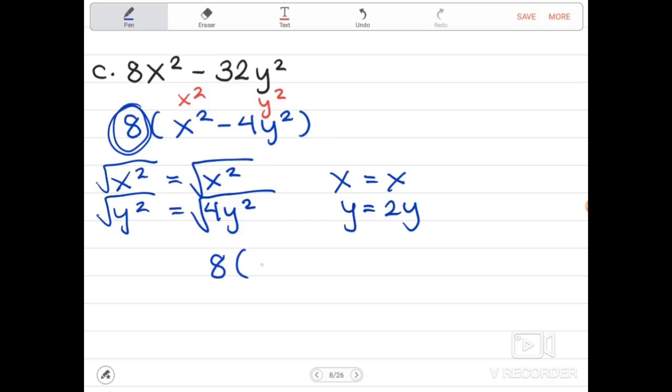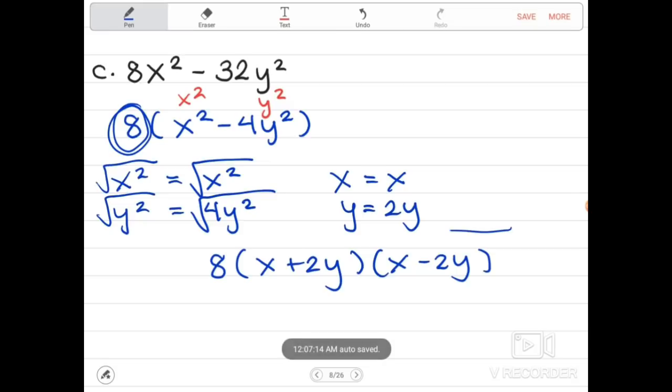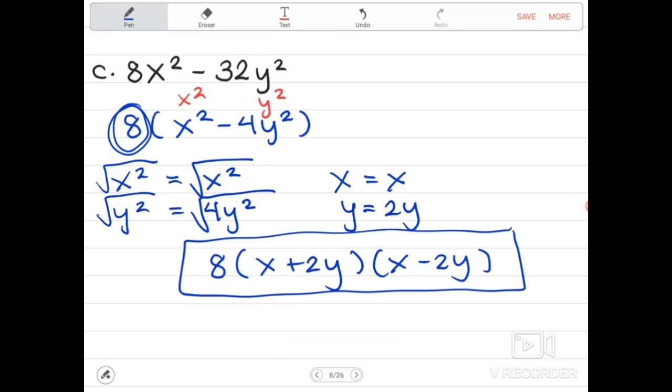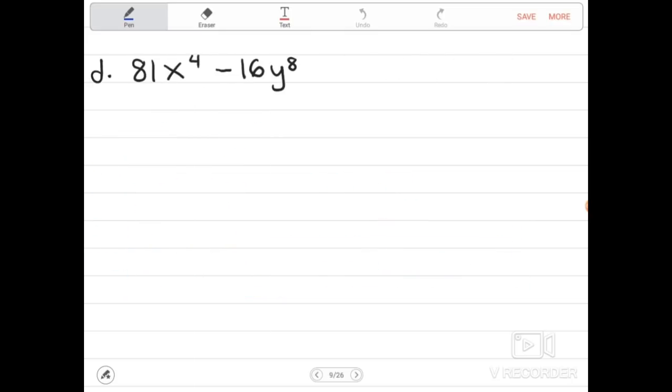Then, we have x plus 2y, x minus 2y. So, this will be our final answer. So, that's how easy it is. Don't forget. Next, letter D.